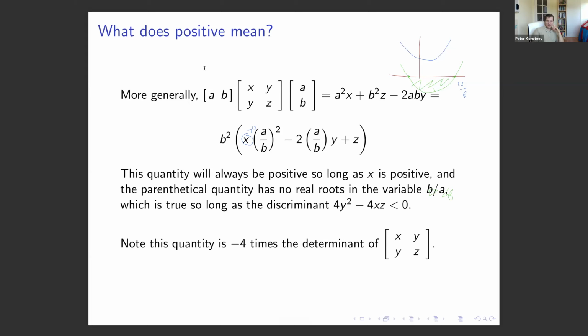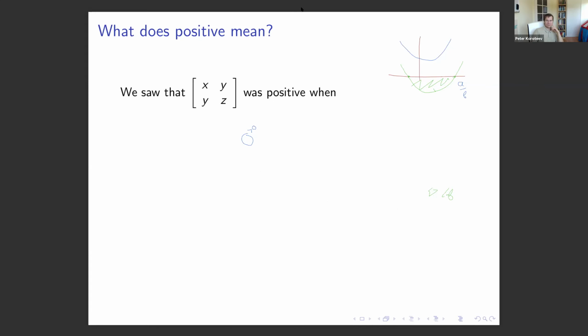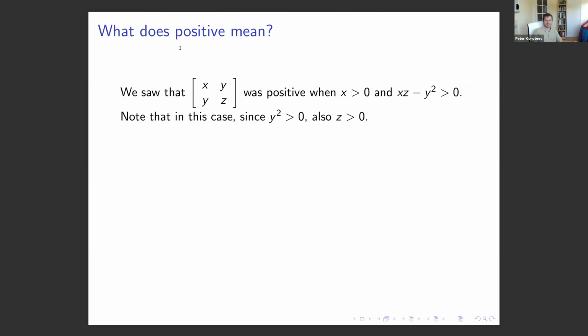And you can see that this is equal to minus 4 times the determinant of the matrix x, y, y, z. In other words, it's positive when x is bigger than 0 and the determinant of this matrix is bigger than 0. It also follows from here that z is bigger than 0, since y squared is also bigger than 0.